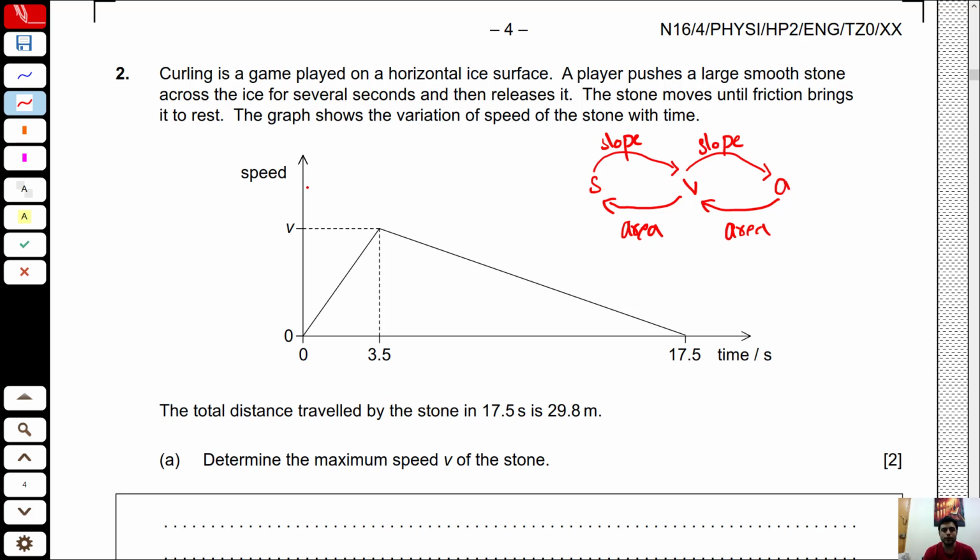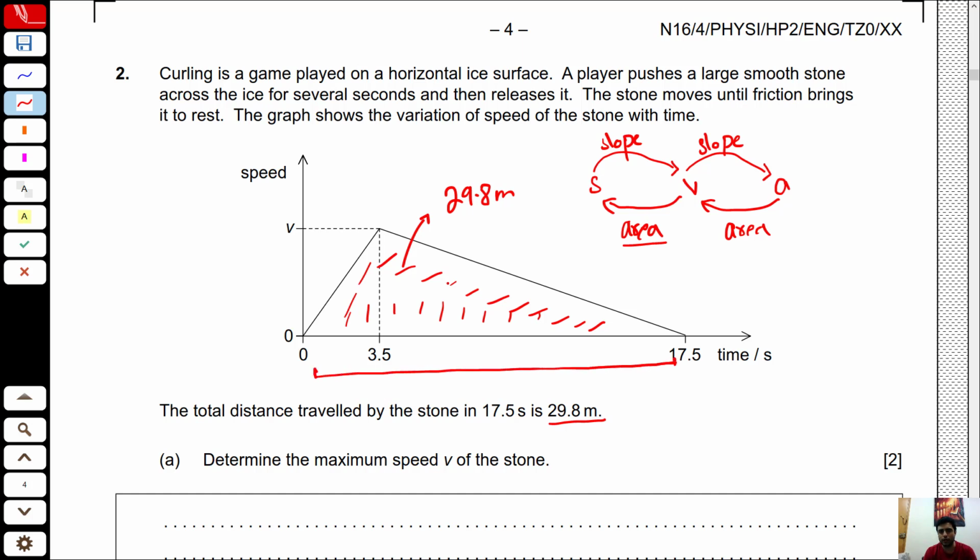Okay, so here we have a speed versus time graph. The total distance traveled by the stone in 17.5 seconds is 29.8 meters. So we have a velocity time graph and we are given the displacement. Since we are given the distance, and from a speed time graph, to find distance you go in the reverse direction by finding the area under the graph. So this total area, which represents the distance, is 29.8 meters. So how do you find the area of this triangle?